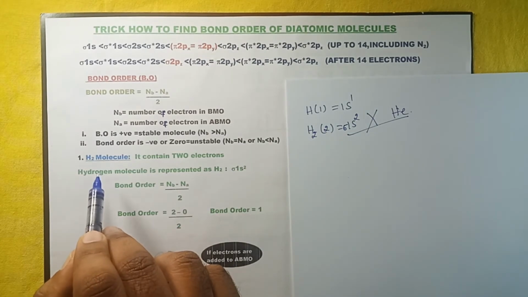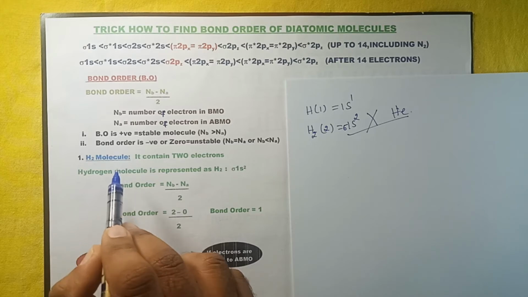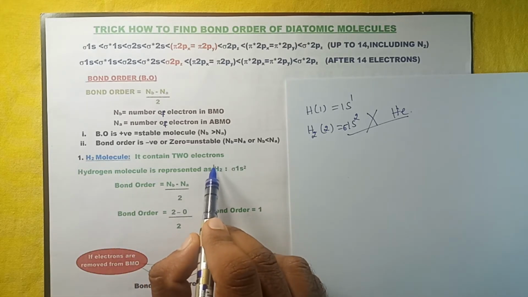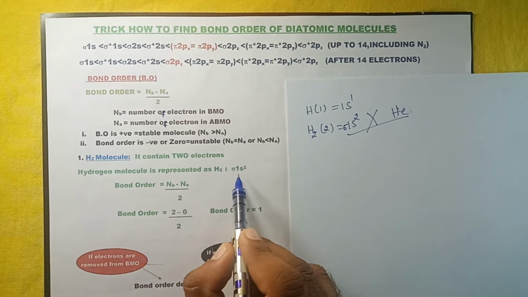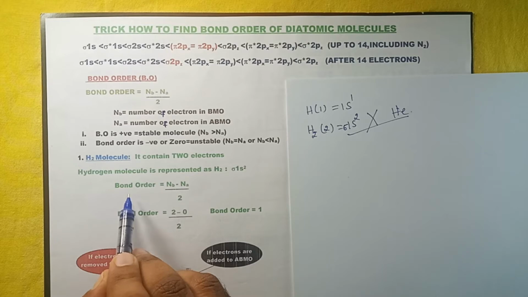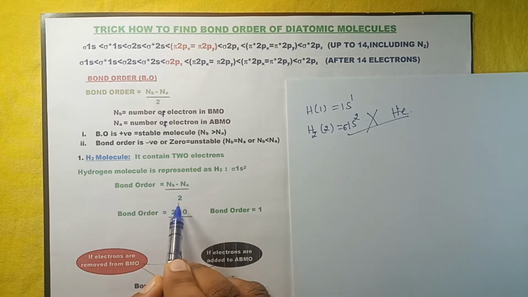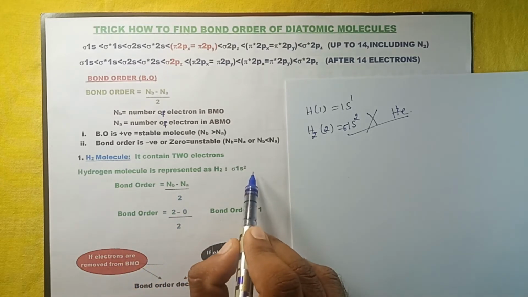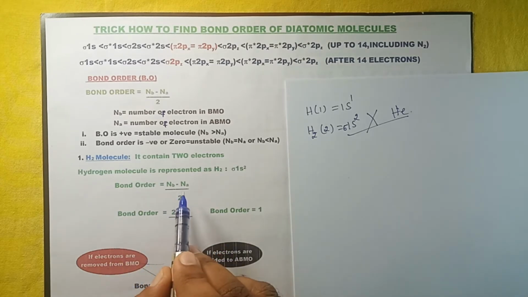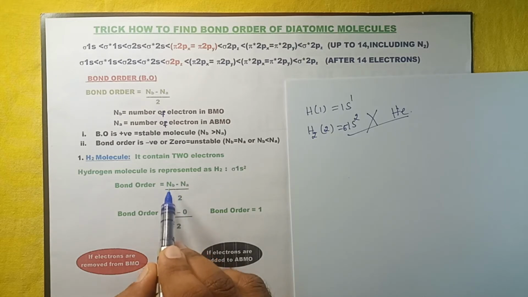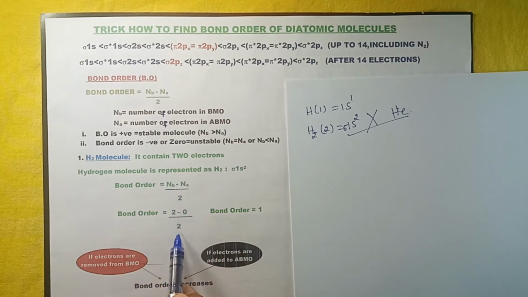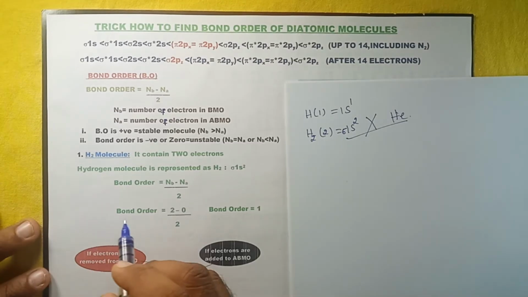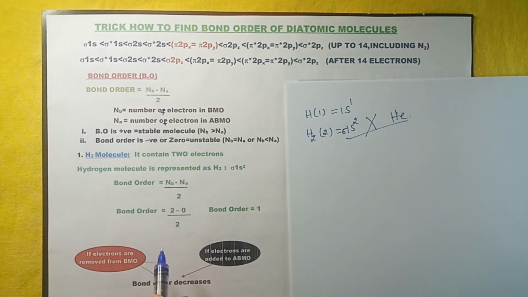Now I took one first example, H2 molecule. It contains 2 electrons. The electronic configuration is sigma 1s2. Bond order equals Nb minus Na by 2. There are no electrons in anti-bonding molecular orbital, so Na is 0. Nb is 2, so 2 minus 0 by 2. The bond order is 1. Friends, this is the theoretical way to calculate the bond order.